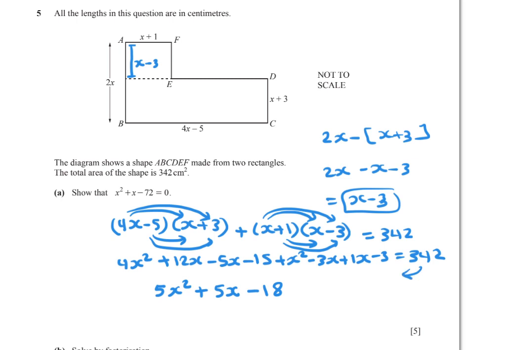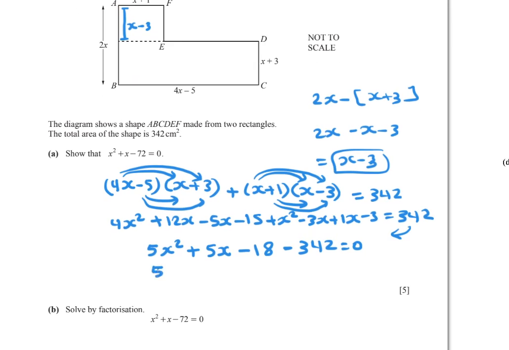And you can transpose 342 to the other side by negative, so minus 342 equals 0. So 5x squared plus 5x minus 360 equals 0. Divide by 5, you get x squared plus x minus 72 equals 0.